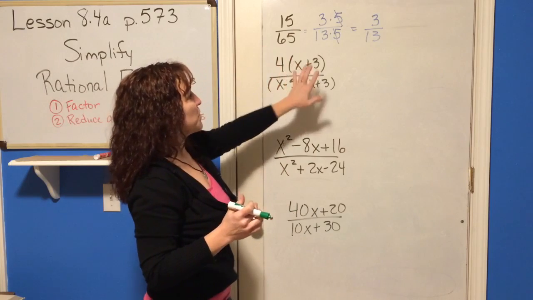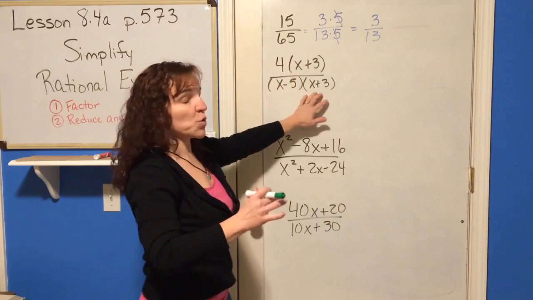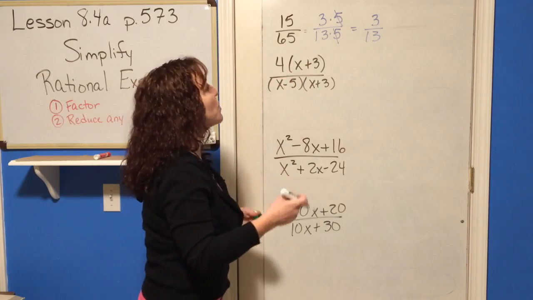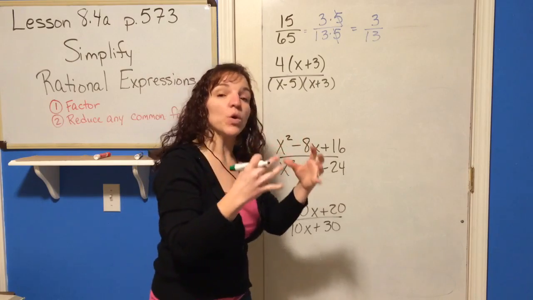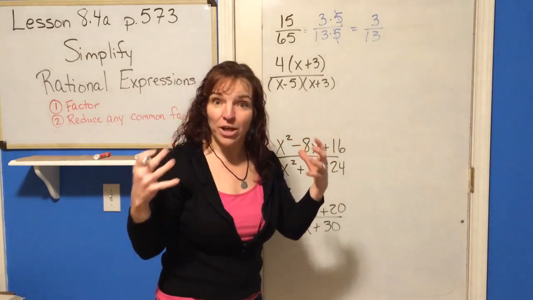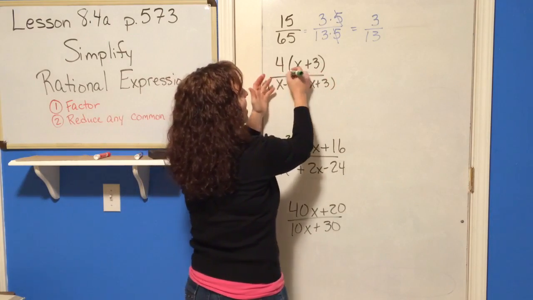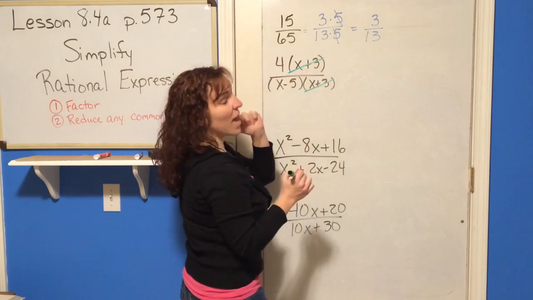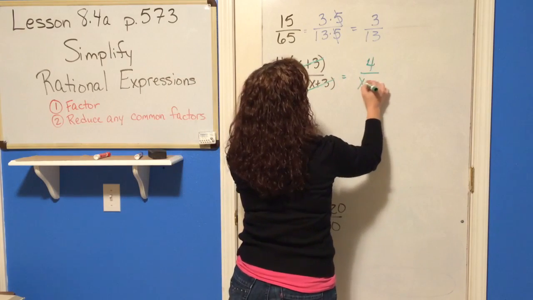And this one is already factored out. 4 times the quantity x plus 3 all over the quantity x minus 5 times the quantity of x plus 3. The reason I did this was to show you that when you have these factors, you have to factor out an entire factor. And sometimes a binomial is a factor. So this whole x plus 3 cancels out, the whole thing. So that leaves us with 4 over x minus 5.